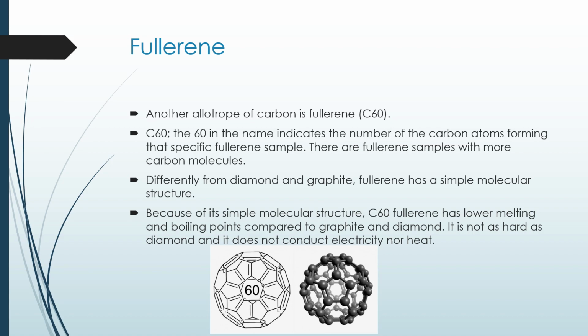Differently from diamond and graphite, fullerene has a simple molecular structure. As you remember, diamond and graphite are giant covalent structures. Because of this, fullerene has a lower melting and boiling point compared to graphite and diamond, it is not as hard as diamond, and it does not conduct electricity nor heat.